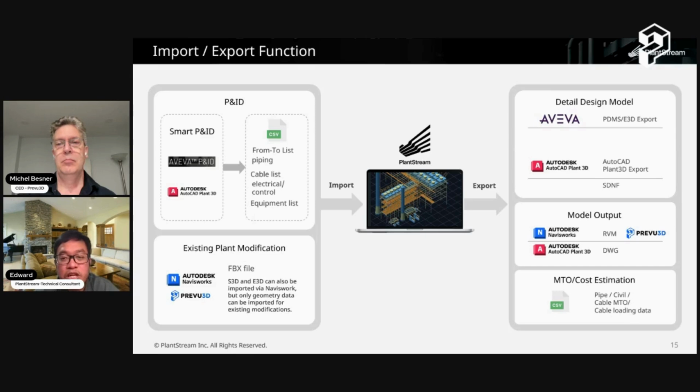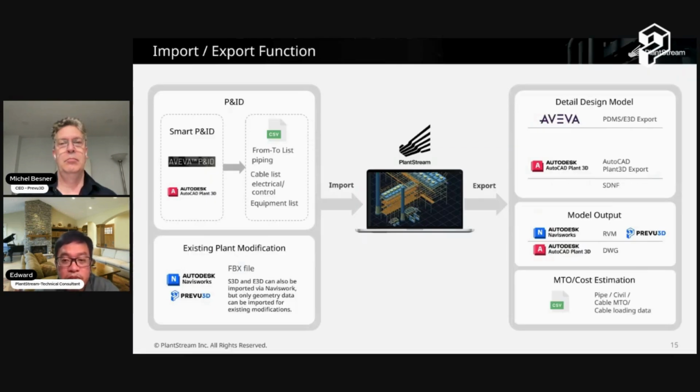And then with regards to the export function, PlantStream enables intelligent model export for detailed design in Aveva and AutoCAD or Autodesk. So for Aveva, we have PDMS and E3D. So the PlantStream model can be converted to those tools. And then for Autodesk, we can convert the PlantStream model to Plant 3D. And it also supports RVM and drawing file exports, making it possible to create 2D plot plans or make a review model, a 3D model in Navisworks as well as in Prevu3D.